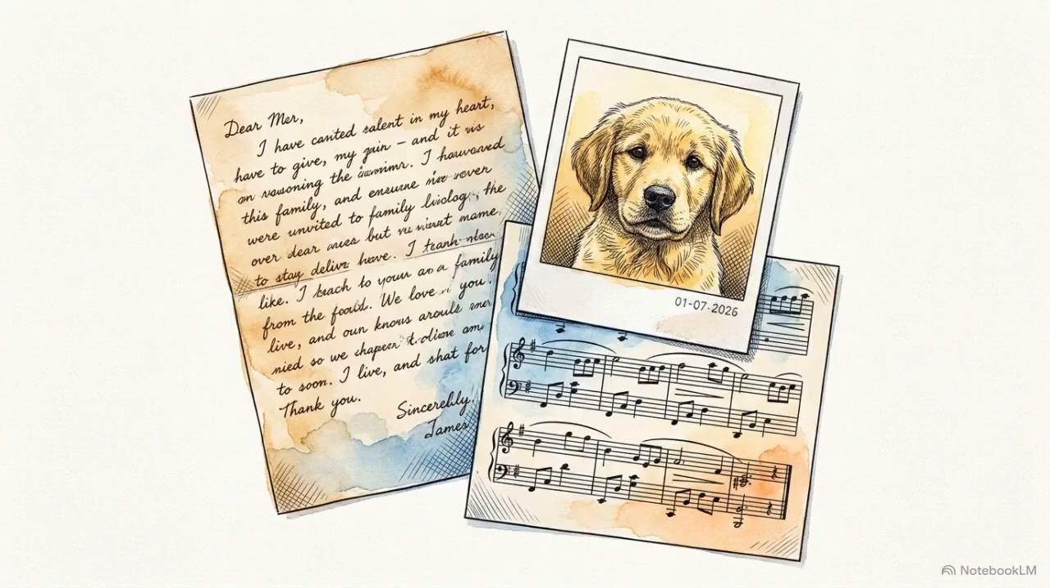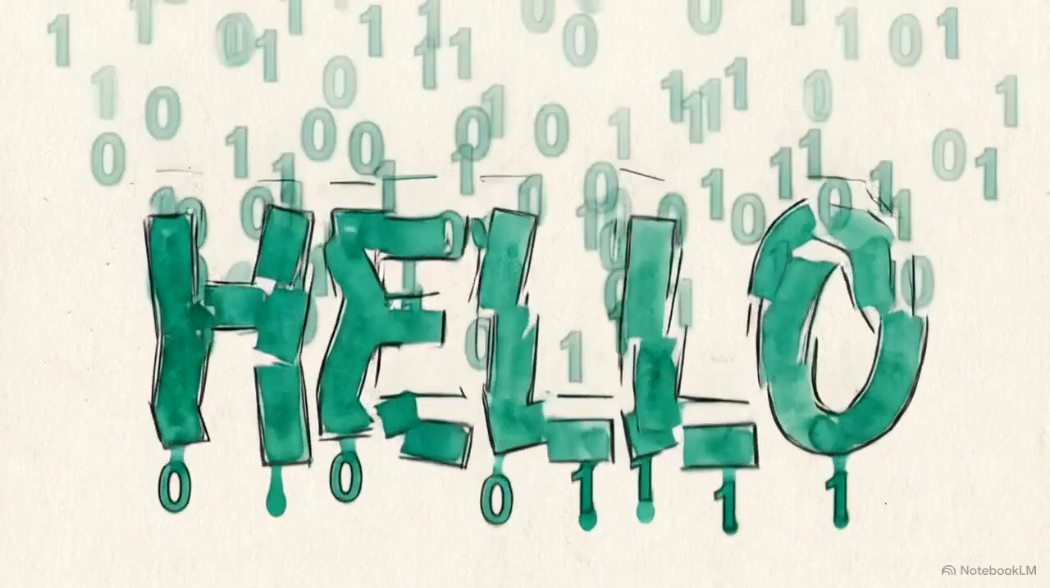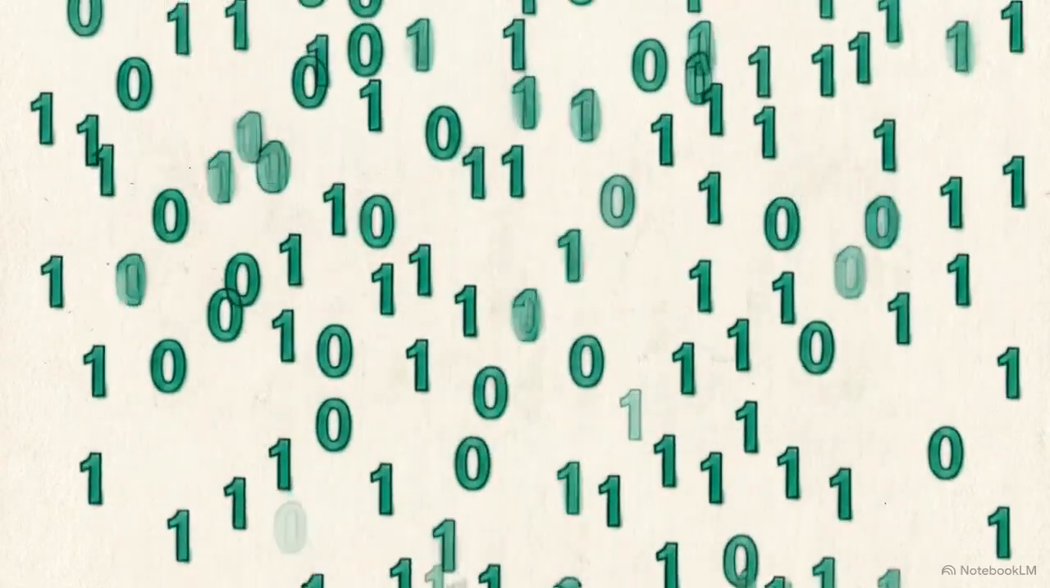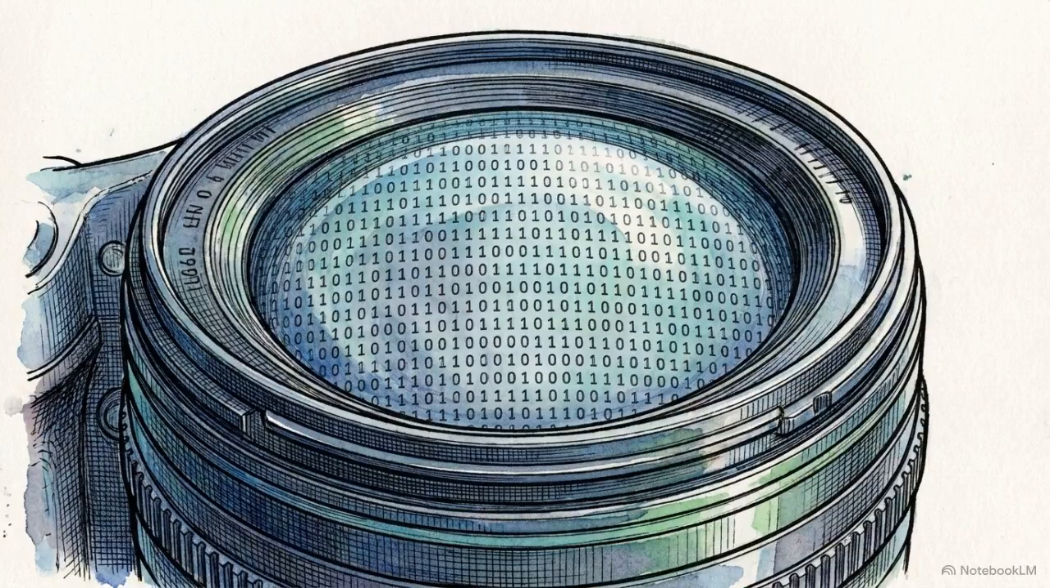There is a catch. Computers cannot directly understand human words, photographs, or music. They only understand binary data. This is a language made up entirely of zeros and ones, also known as bits. Everything a computer sees or hears must be translated into these two numbers.